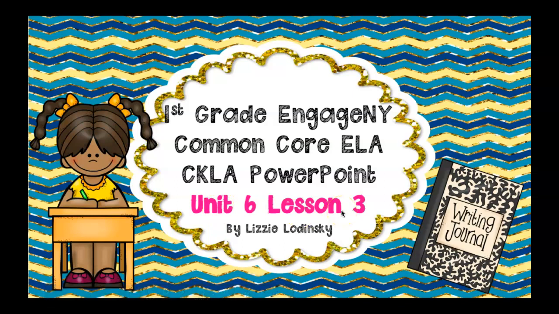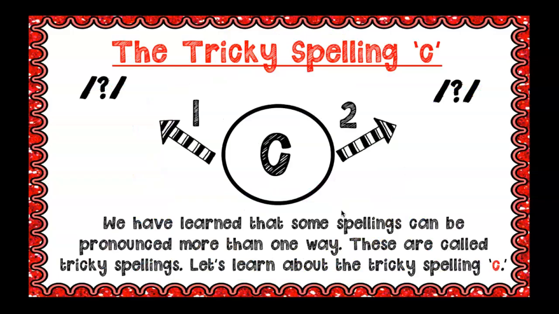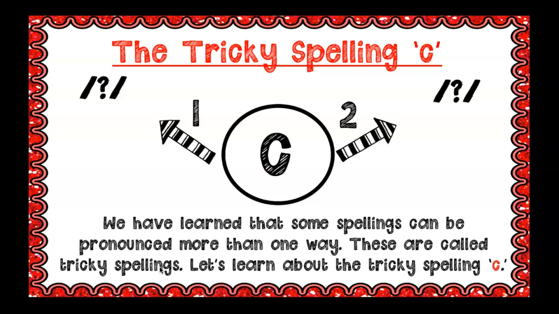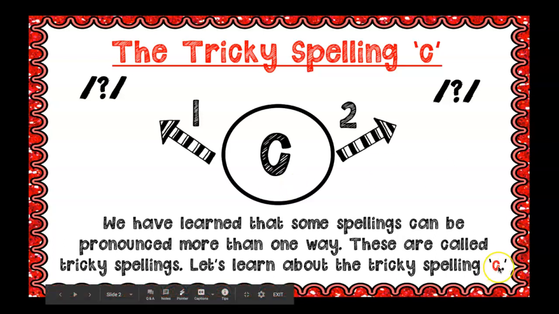Today's going to be a pretty quick day for Language Arts. It's a minimum day, and we have a lot of writing to do tomorrow. So we're just going to be working on the tricky spelling C. We've learned that some spellings can be pronounced more than one way, and these are those tricky spellings. Kind of like tricky words, sometimes we can't sound out these spellings. So let's continue learning about that tricky spelling C.